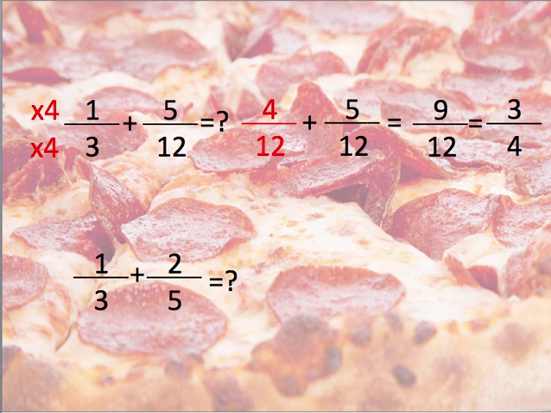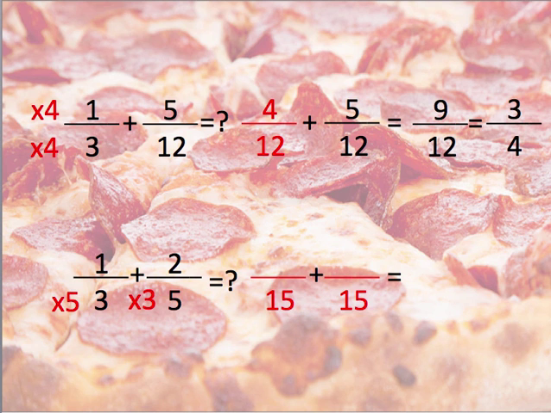Let's look at this one. 1/3 plus 2/5. Can 3 be multiplied by something to give us 5? No, it cannot. Therefore, we must find and use our least common multiple. So, this is going to be 15. 3 can be multiplied by 5 to give us 15, and 5 can be multiplied by 3 to give us 15 as well.